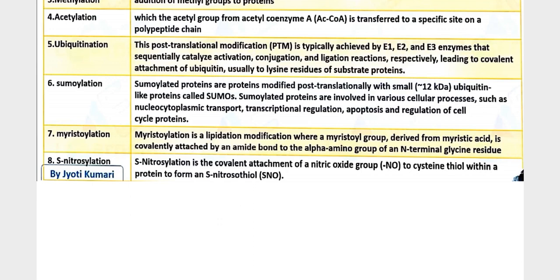S-nitrosylation. S-nitrosylation is the covalent attachment of a nitric oxide group to a cysteine thiol within a protein to form an S-nitrosothiol.